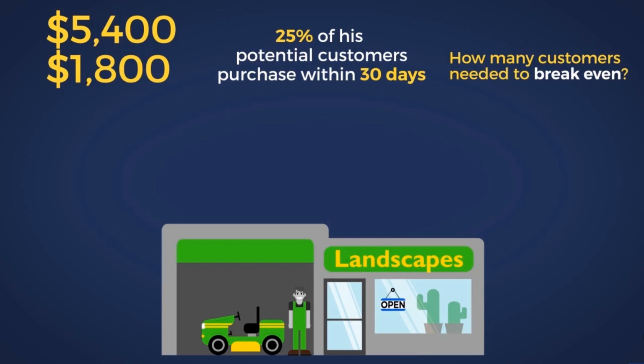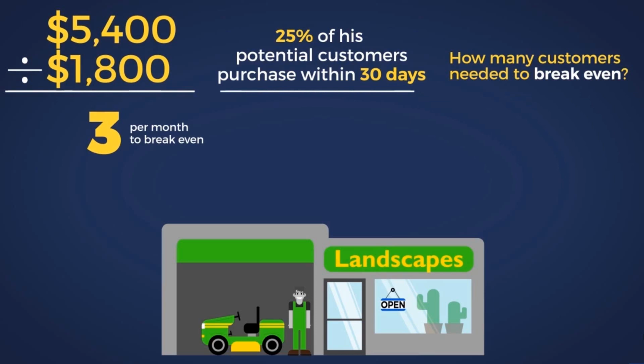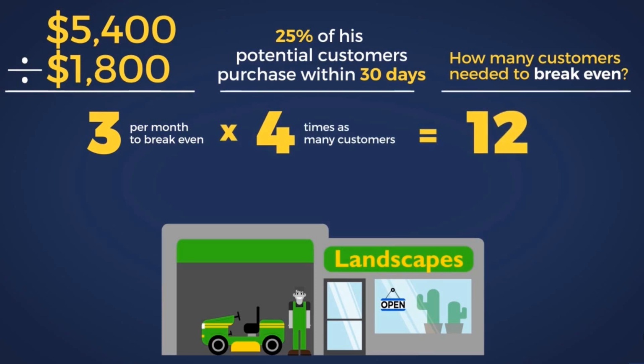First, we need to determine how many customers he needs to reach his break-even point. $5,400 divided by $1,800 is 3, so we know that he needs to complete 3 sales to break even. We also know that only 25% of his customers actually purchase each month, so he'll need 4 times as many customers to reach his goal. 3 times 4 is 12, so Michael needs to have a minimum of 12 potential customers at all times to break even each month.